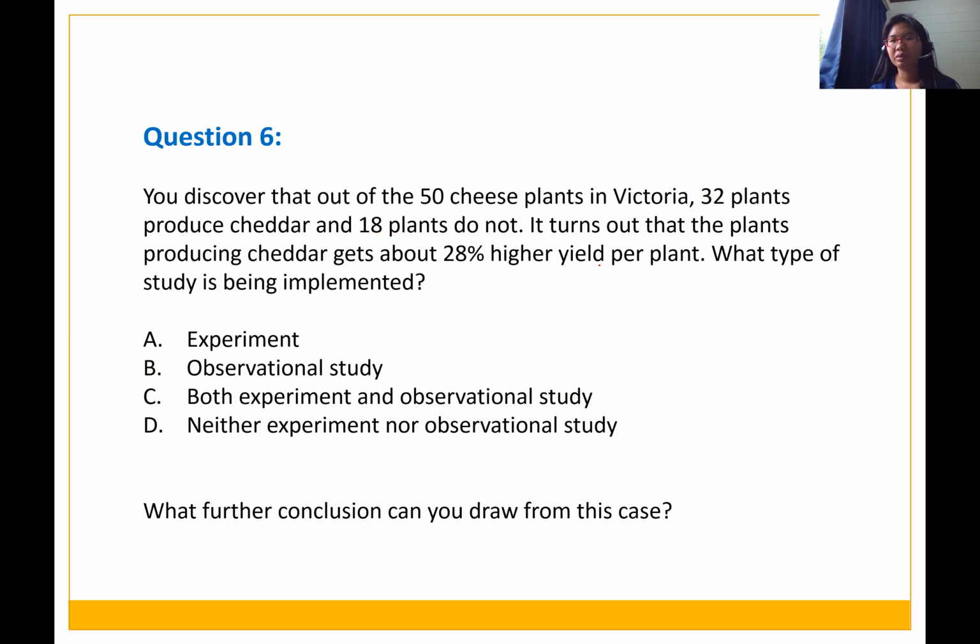32 plants out of 50 produce cheddar and 18 plants do not. It turns out that the plants producing cheddar get about 28% higher yield per plant. What type of study is being implemented? And this one is an easy one, so I'm just going to give you guys a minute, and we're going to be back to answer the question.